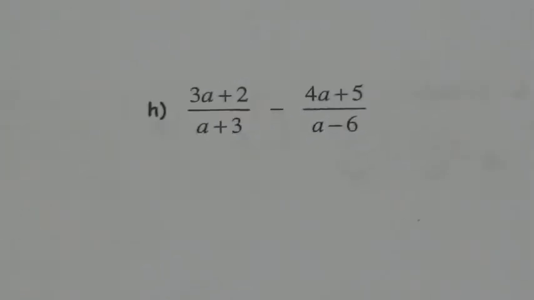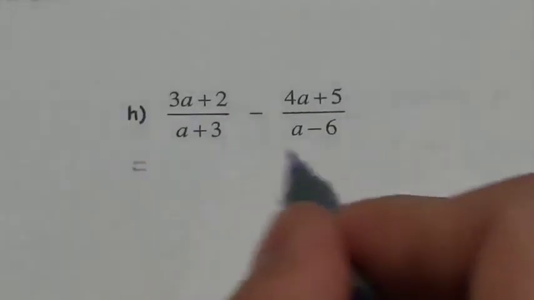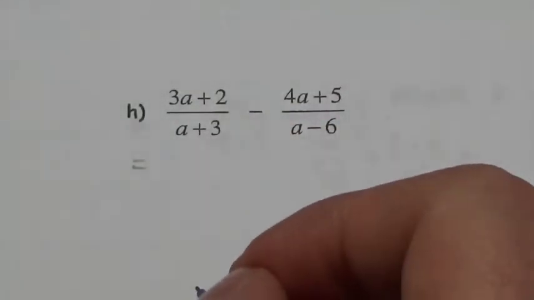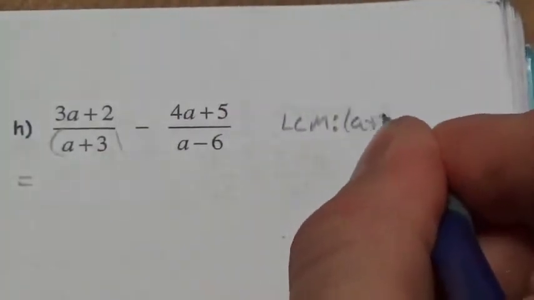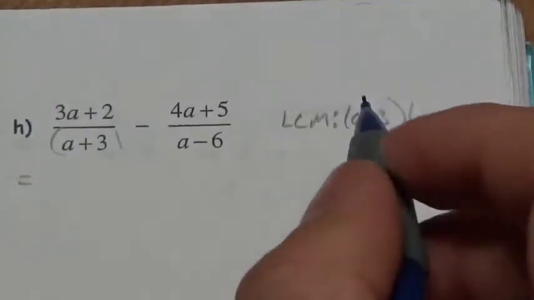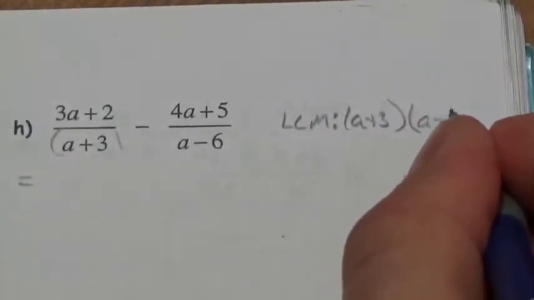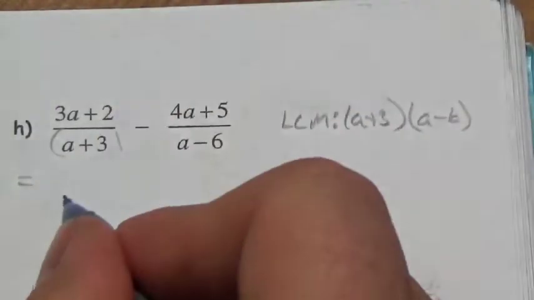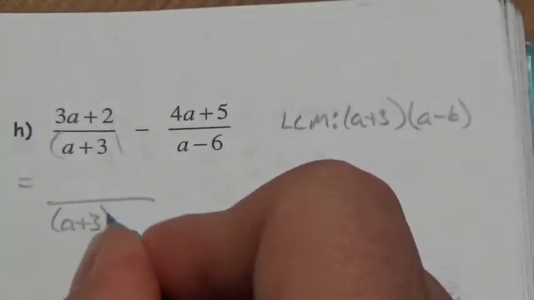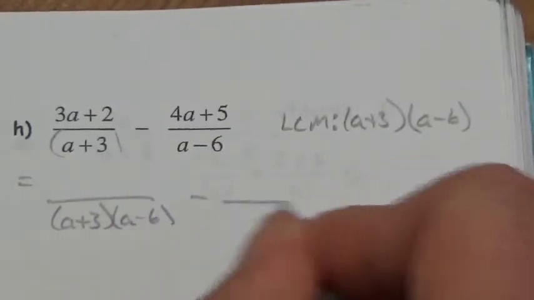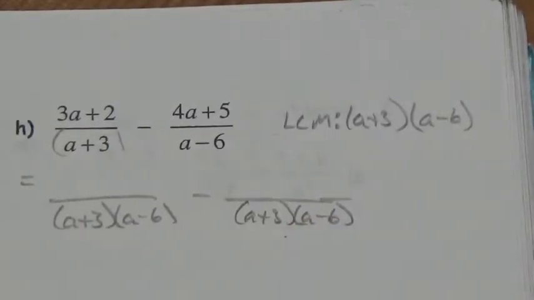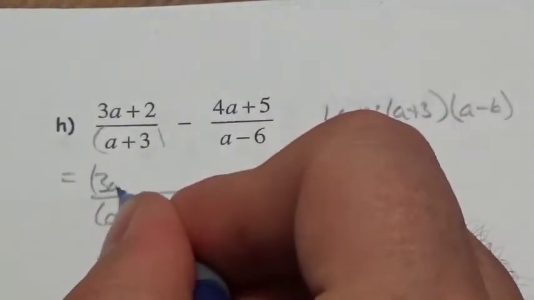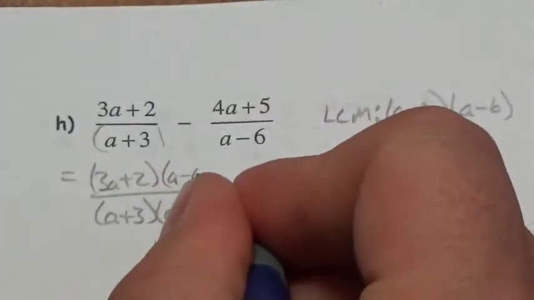All right, one more. Now I want to do the factoring first, but actually everything's been factored. My least common multiple, when I look at the denominators here, I see a factor of a plus 3 from the first term, so my denominator has to have an a plus 3 in it. I see an a minus 6 in the second term, so my denominator has to have an a minus 6 in it. So here, this will be a plus 3, a minus 6, minus, and this will be a plus 3, a minus 6. So in this case, this will be 3a plus 2, a minus 6.